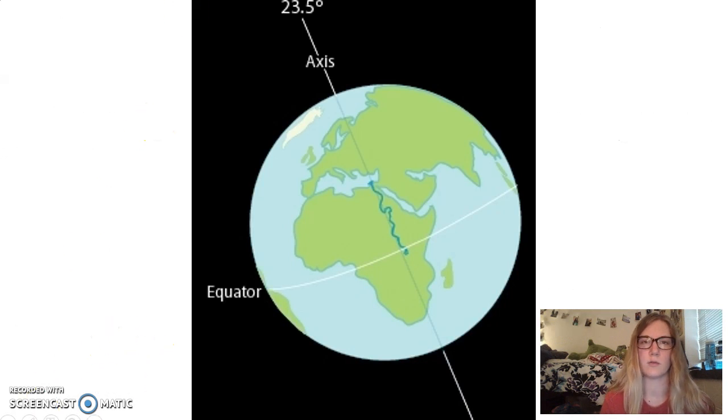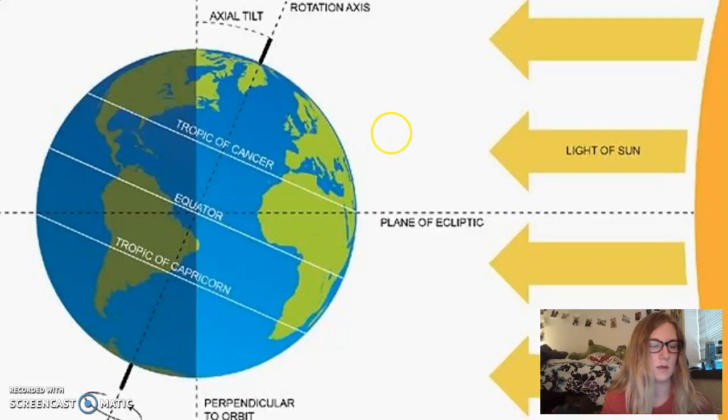Earth is tilted about 23 degrees on the axis on which it spins. As Earth revolves around the sun, the tilt causes the seasons that we experience. When a hemisphere is tilted towards the sun, that hemisphere is experiencing summer, while a hemisphere that is tilted away from the sun is experiencing winter.